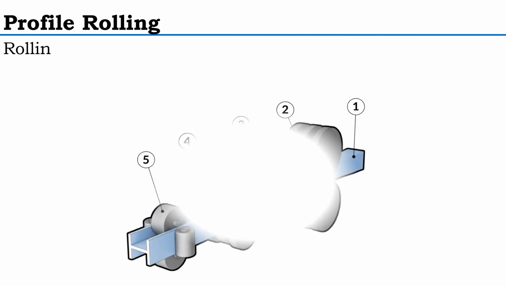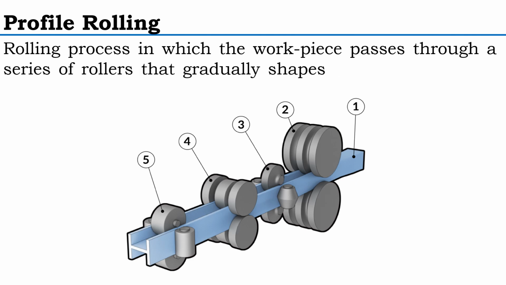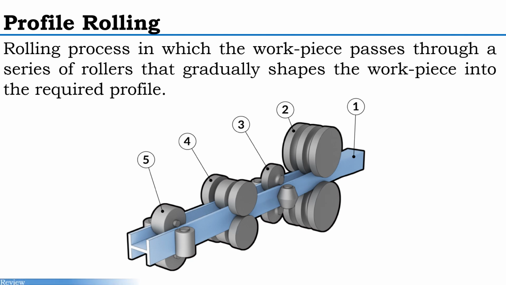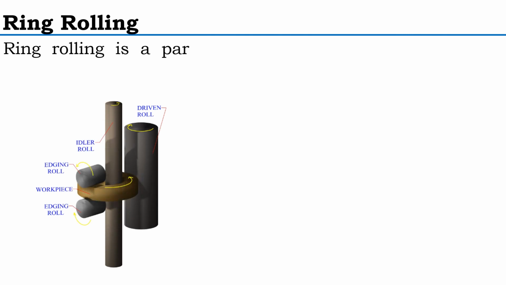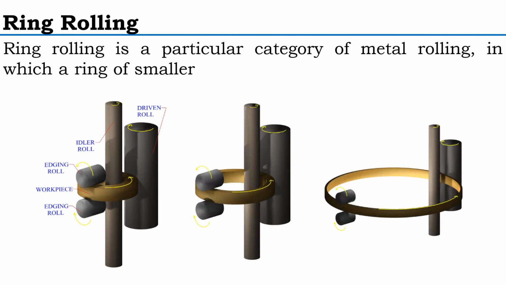Profile rolling. Rolling process in which the workpiece passes through a series of rollers that gradually shapes the workpiece into the required profile. Ring rolling. Ring rolling is a particular category of metal rolling, in which a ring of smaller diameter is rolled into a precise ring of larger diameter and a reduced cross-section.